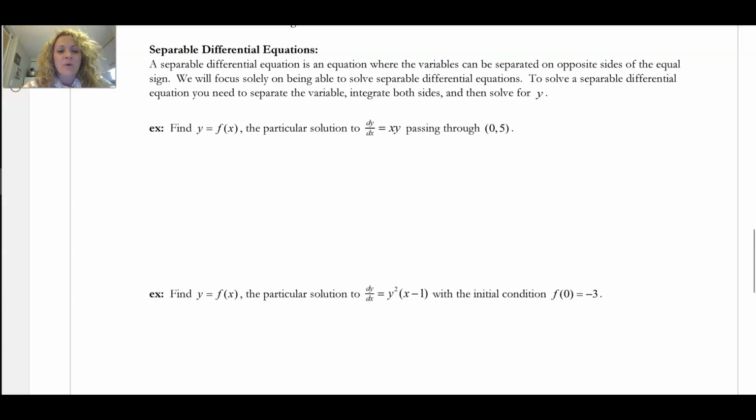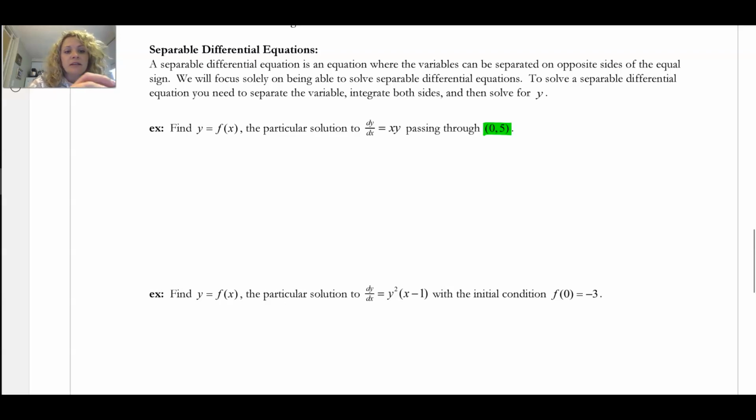All right, so we are asked to find y equals f of x. So we're finding a function of x, and that's going to be called y. We're told it is the particular solution to dy dx equals x times y. So again, we're not finding a general solution, but a particular solution. And in order to do that, we need an initial condition. So this (0, 5) right here, that is our initial condition. And for the function y that we find, (0, 5) must be a point that satisfies that function.